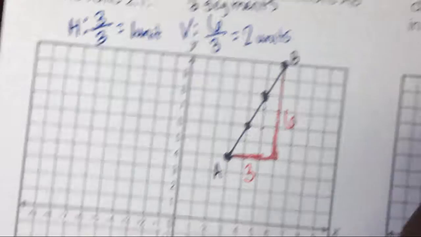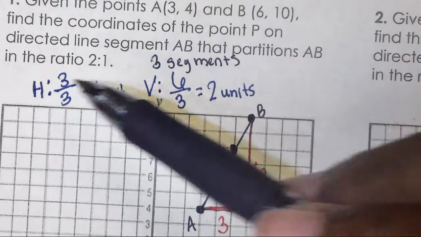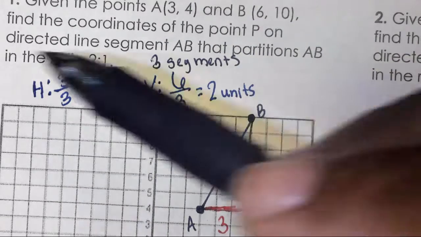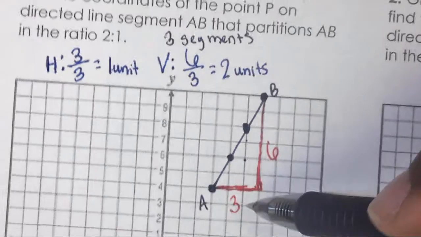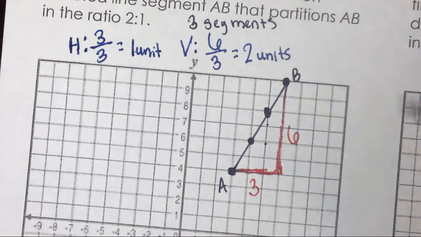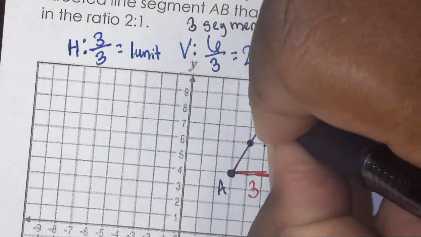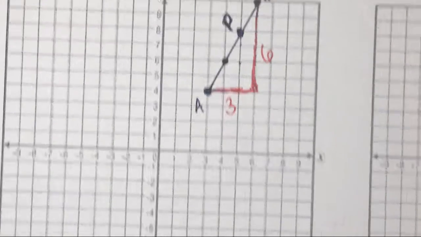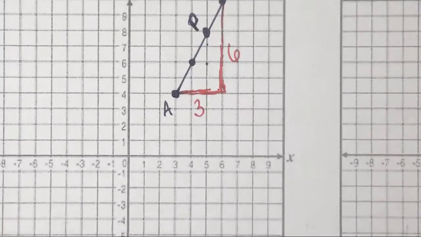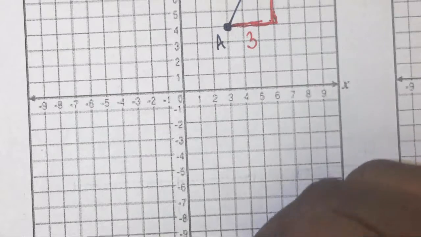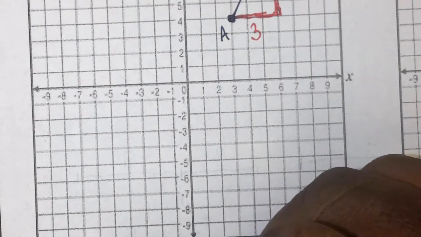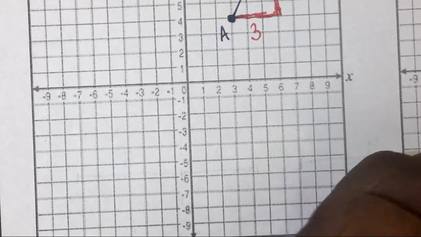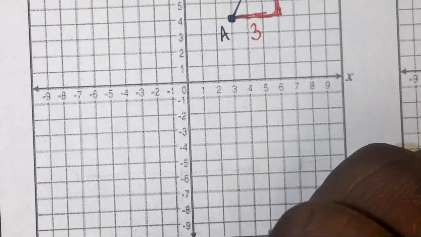You just got to decide. After that, it says partition it 2 to 1. So put your point P in the right spot. Make this AB 2 to 1. It's going to be right here, right? Point P will be here. And then you just got to tell me what point P is. What is point P? Point P is at 5, 8. So P is at 5, 8. And that is you partitioning a line segment.